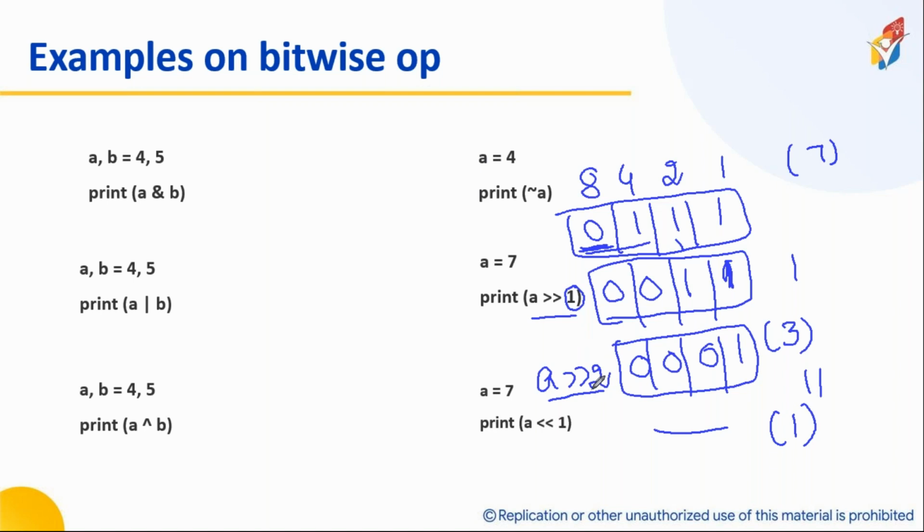I have not done it, right? When I do this one, A right shift of 3, what will happen? Now, these 3 bits will go outside. All will become 0. So the answer is 0.